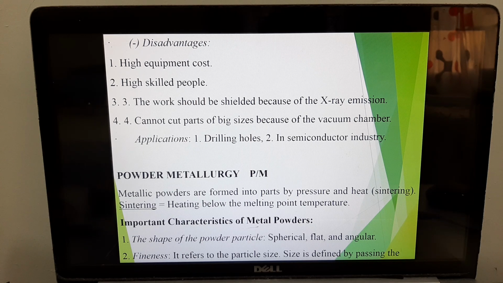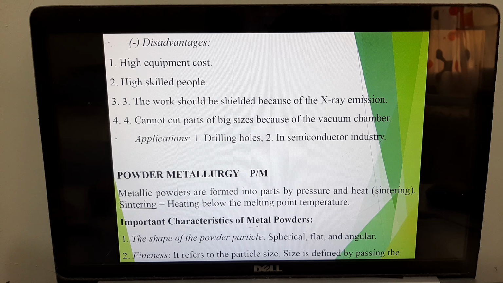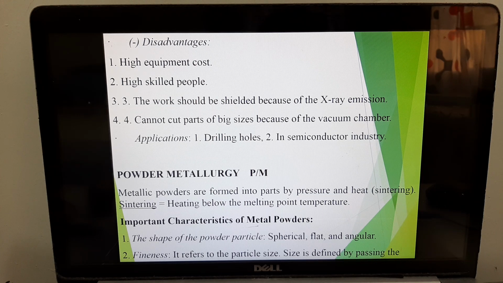If you remember, in the last class we spoke about electrical discharge machining. Okay, the anode, cathode, and when the potential difference is sufficiently high, then a spark is discharged, and every time a spark is discharged, material removal takes place. We spoke about electrochemical machining.